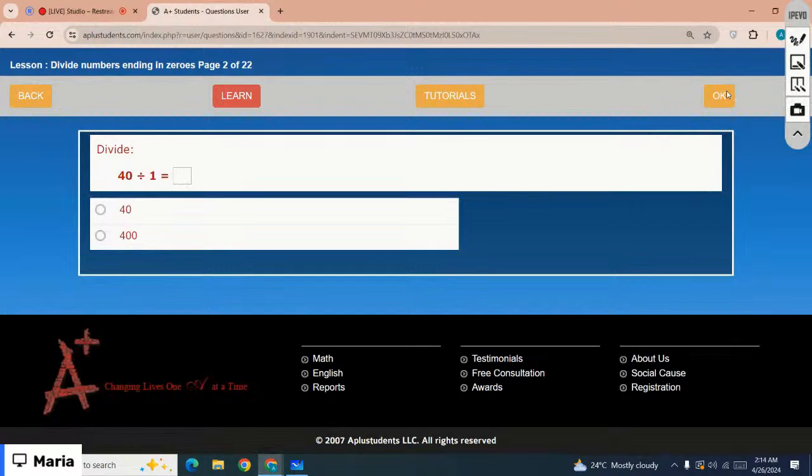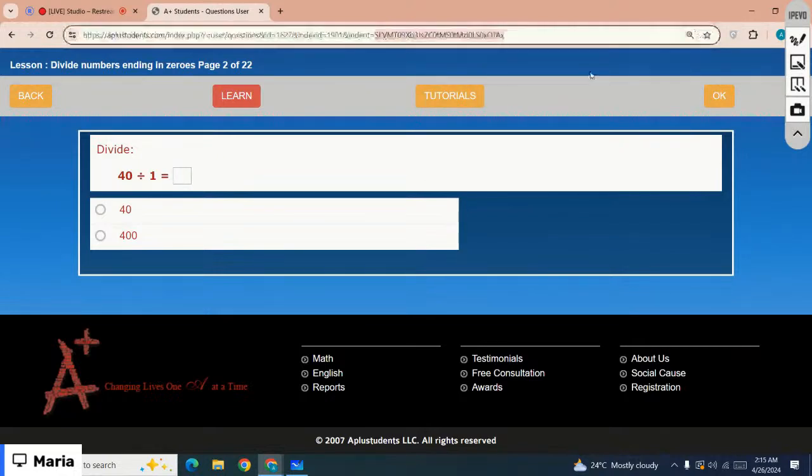Okay, 40 divided by 1 equals, any number divided by 1 equals the same number, right? So 40 divided by 1 equals, yes, 40. The correct option is 40.